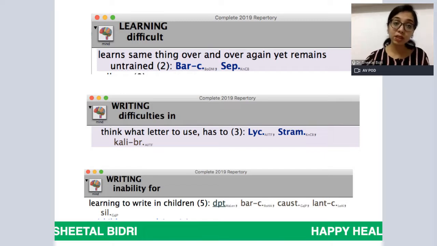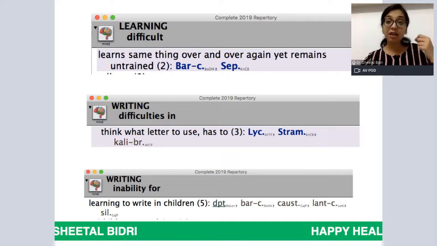Apart from that, we can also think about, like I said, if you have papers and if you ask them to write, you can see this again from the parent or in the clinic. You can see that they cannot learn easily. They cannot think of the particular word that they want to say, the letter they want to use, like lycopodium. Or for example, stammering. If the child is stammering also, we can think of stramonium at that moment. So things like that we can start observing from the moment the child has entered the clinic.